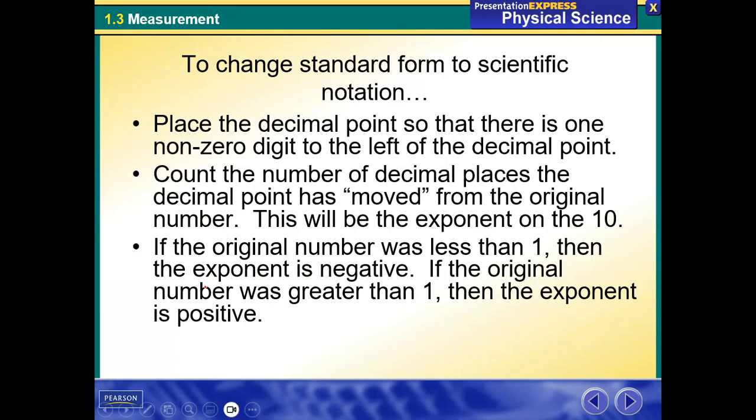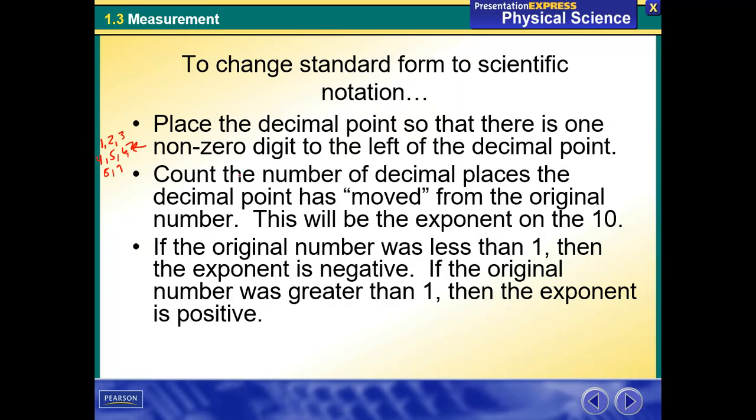So let's actually write down how we do this. To change from standard form, and when I say standard form, I'm just talking about regular decimal form, into scientific notation, there are 3 things we're going to do. First, we're going to place the decimal point so that there is one non-zero digit to the left of it. When I say non-zero digit, I'm talking about numbers like 1, 2, 3, 4, 5, 6, 7, 8, and 9. Anything other than 0.